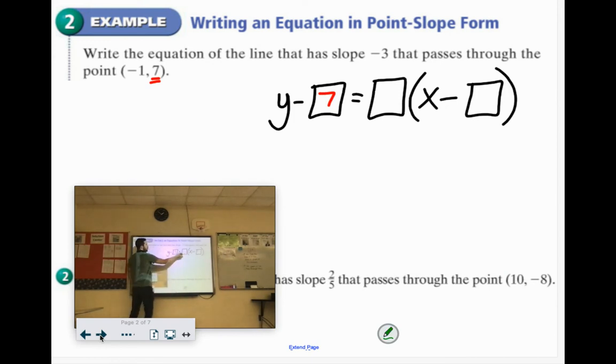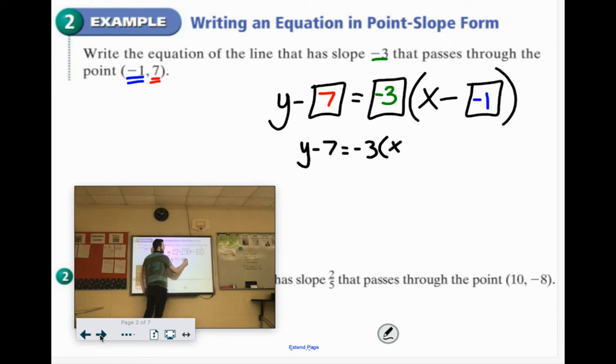Here is the slope, which they told us was negative 3. And then x minus our x coordinate, negative 1. So all we're going to do now is clean up if we have a minus negative, which you know from when we were calculating slope, we change minus negatives to plus positive. So that's the only thing we're going to change. y minus 7 equals negative 3 times x plus 1.